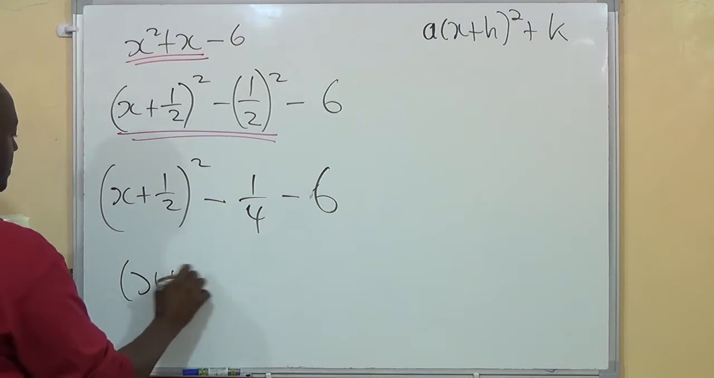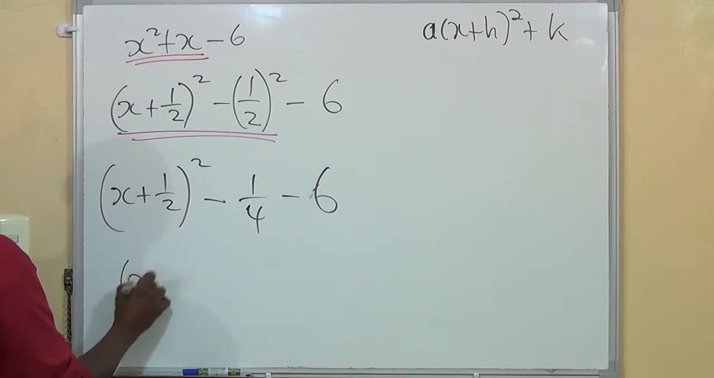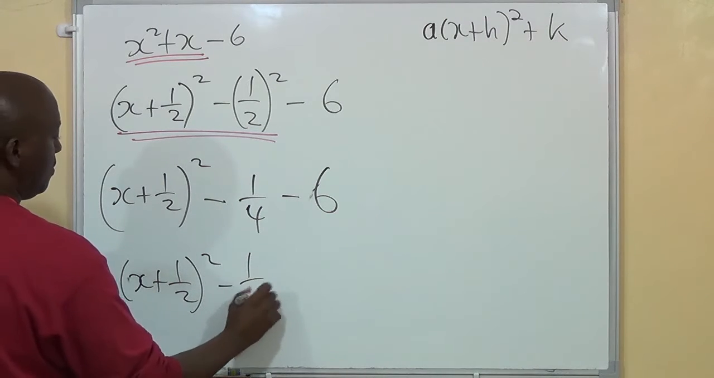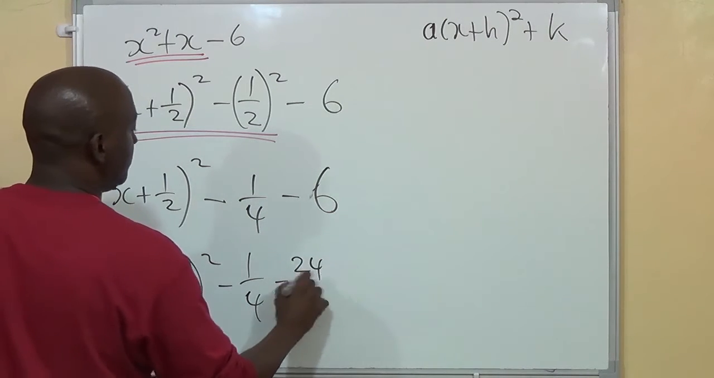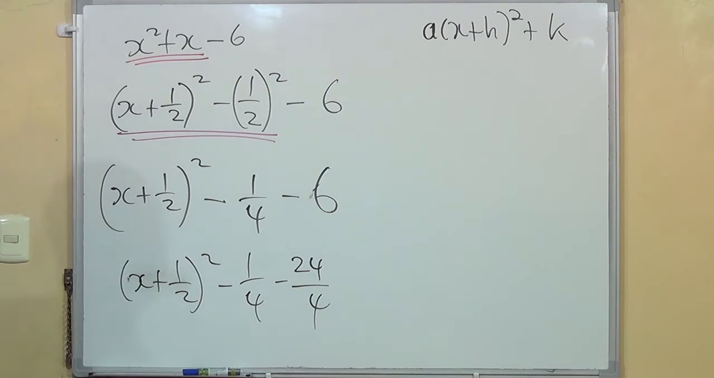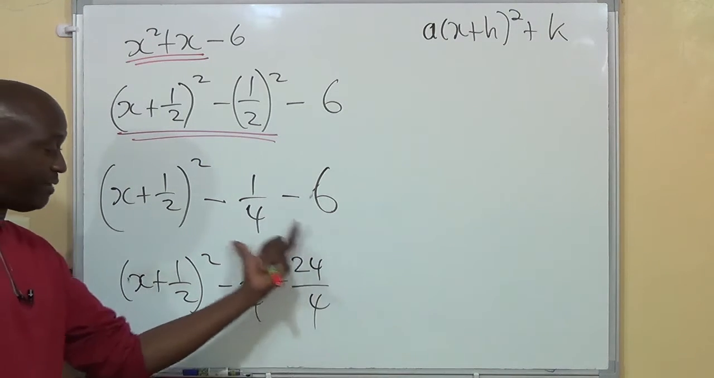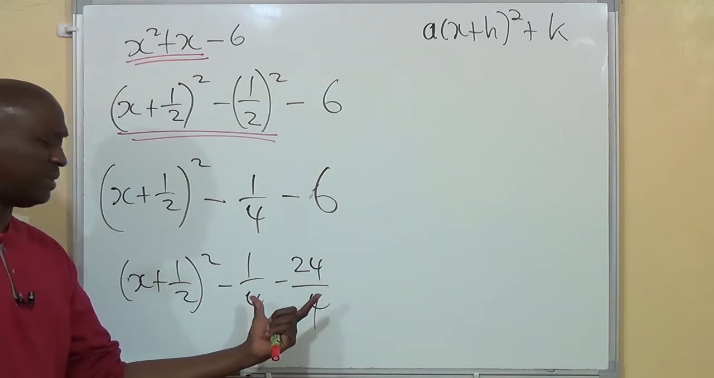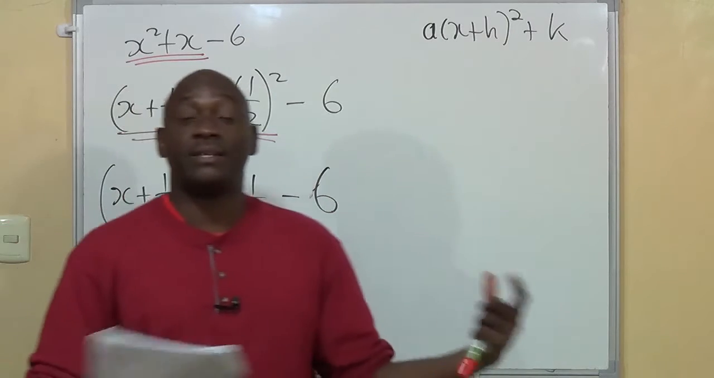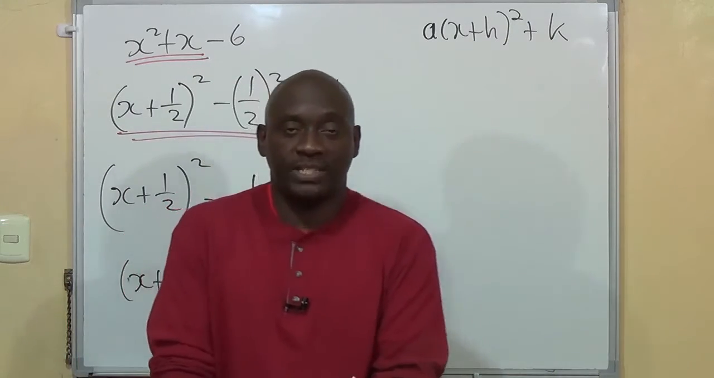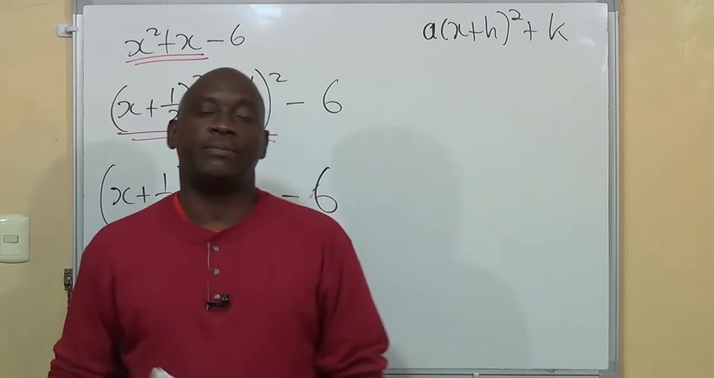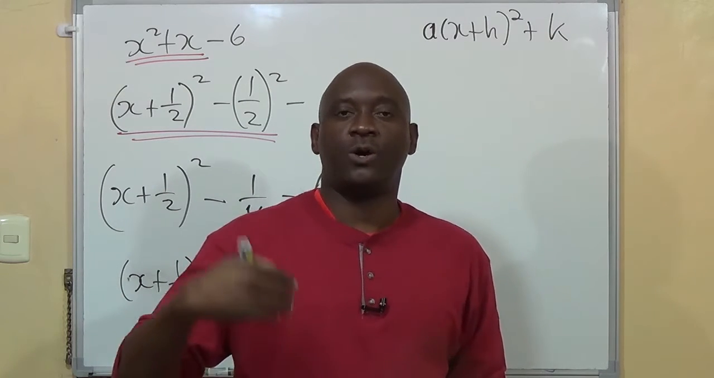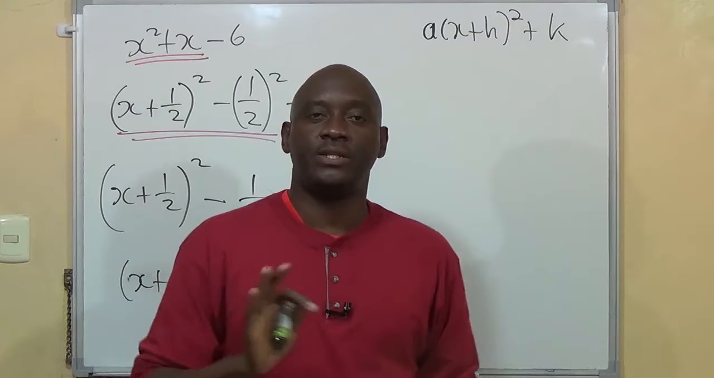So it will be (x + 1/2)², all to be squared, minus 1/4 minus 24/4. Like this, the arithmetic where the fractions are concerned is a lot simpler. You don't have to worry about finding the LCM and all them kind of things, because you already have the two denominators the same. With a common denominator, you can now perform all the arithmetic at the level of the numerator.